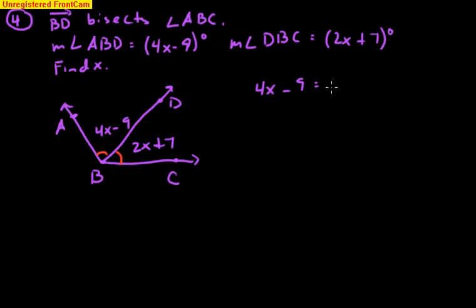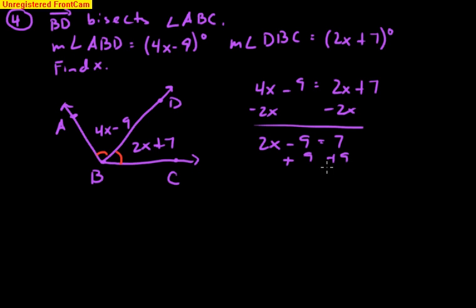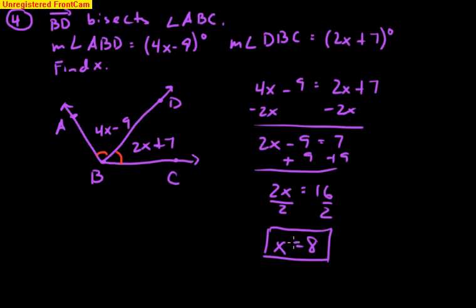4x minus 9 equals 2x plus 7. Let's subtract 2x from both sides. We get 2x minus 9 equals 7. Let's add 9 to both sides. 2x equals 16, and divide by 2. x equals 8. Okay, and to verify, if you plug it in, this is not part of the problem, but 2 times 8 is 16, 16 plus 7 is 23. 4 times 8 is 32, 32 minus 9 is 23. They are bisected, and the big angle is now 46 degrees.